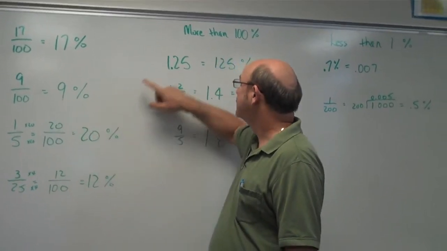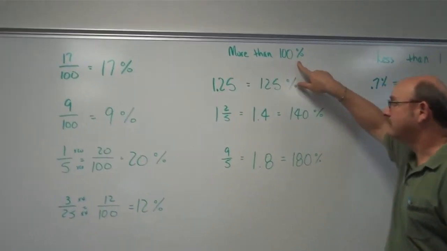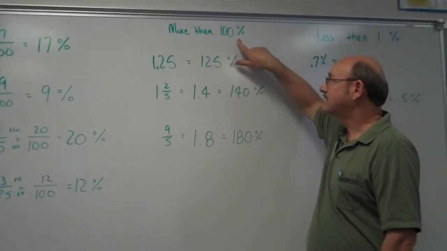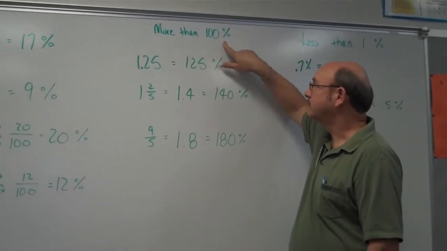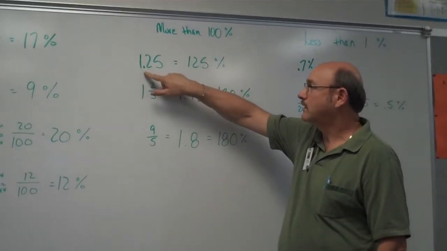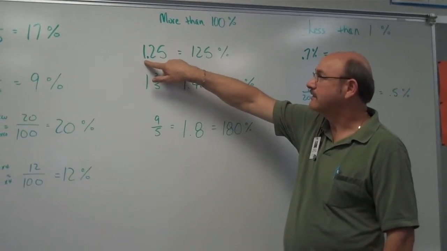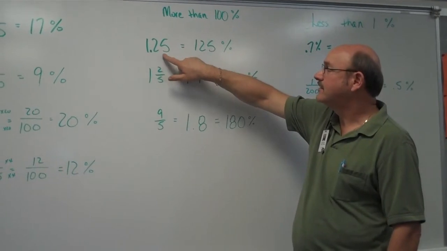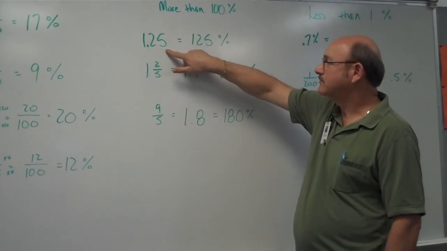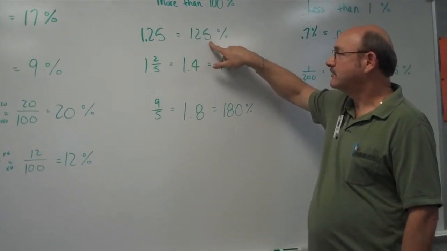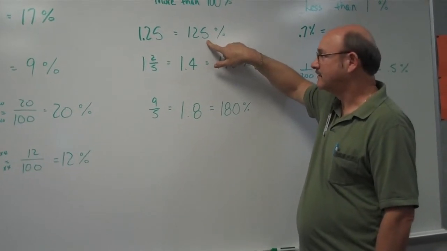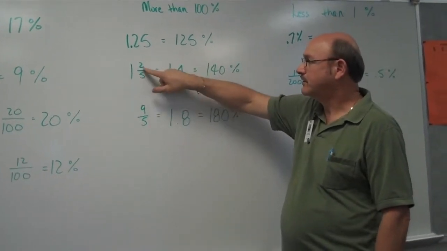Some percentages will be more than 100%, something we haven't seen a lot of, but you can have more than 100%. Say you had 1.25. Well, the 1 is 100%. So if we have 1.25, we can move our decimal over 2 places, and that gives us 125%.